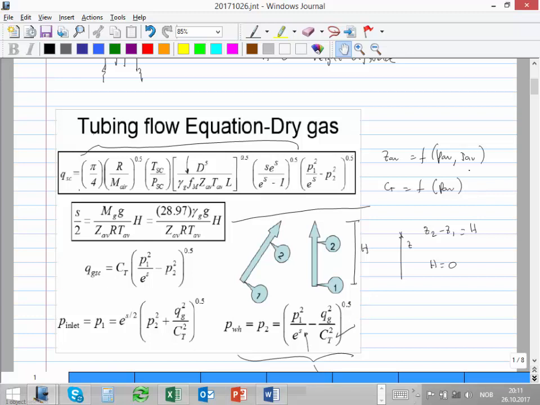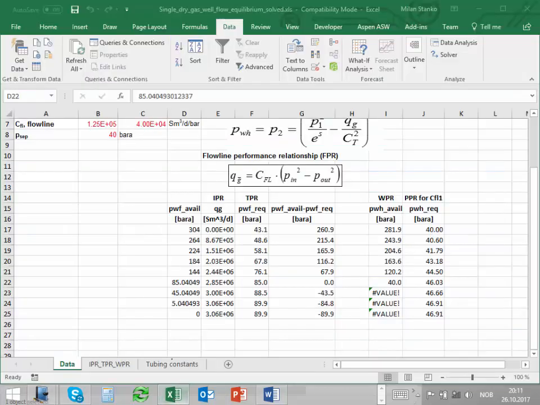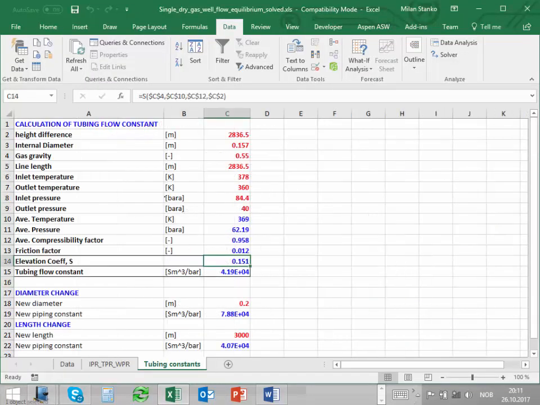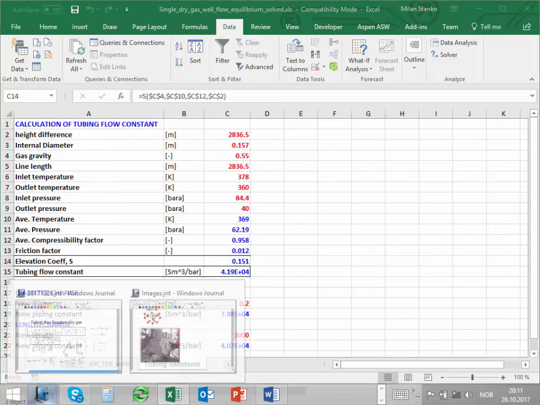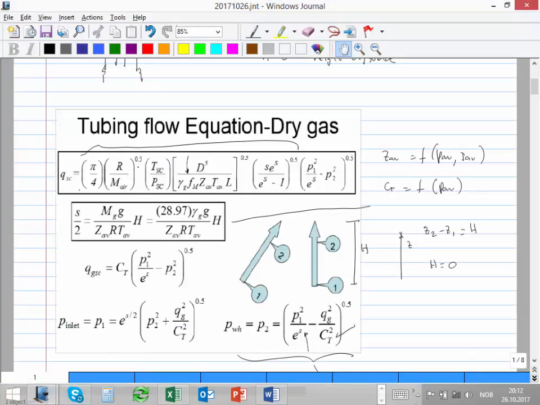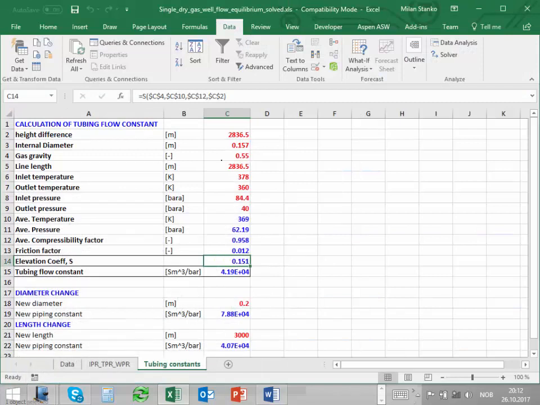So I say, let's assume a number for the inlet pressure, because I have the wellhead pressure. I'm going to assume the reservoir pressure. But then I have to verify that assumption. So I went here, and here you have exactly this equation programmed, in this part. You didn't have to do it, I did it for you. And this is all the input I'm using.